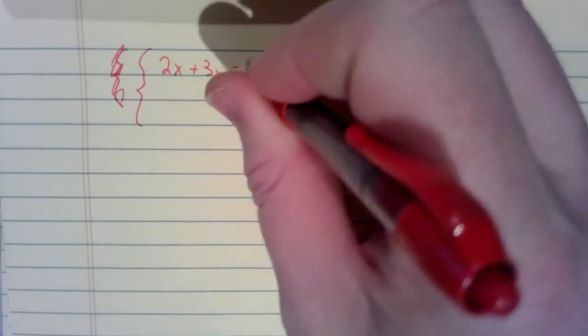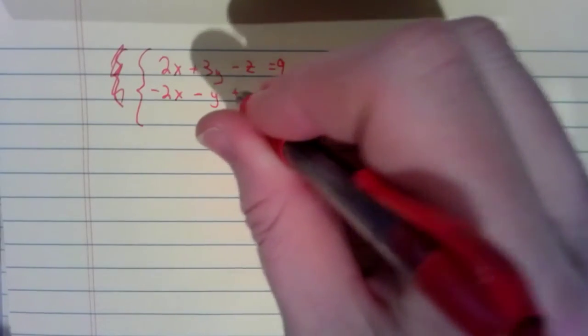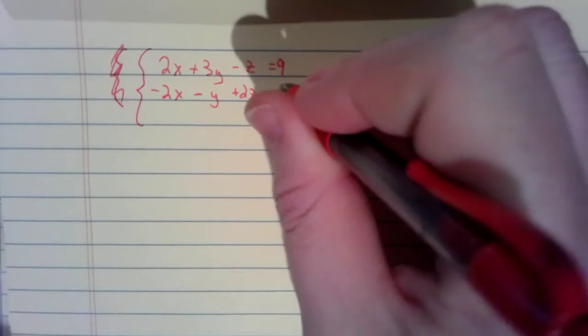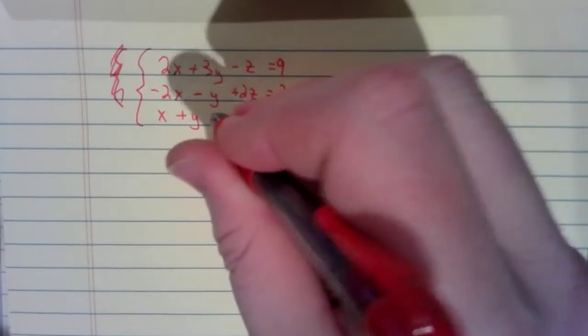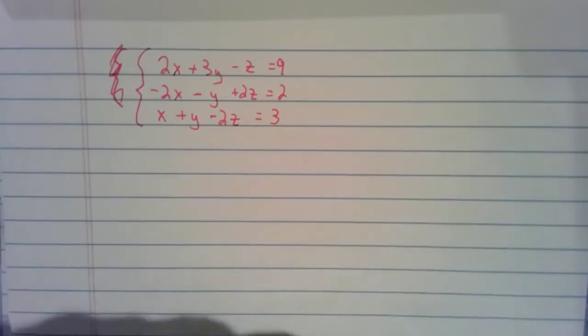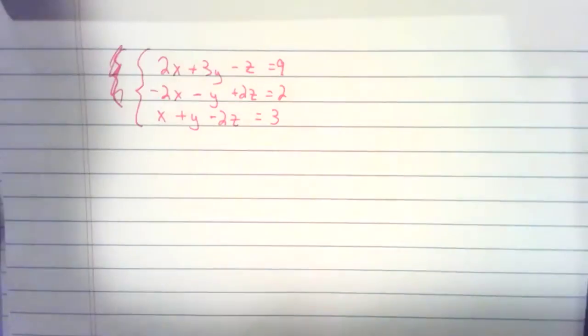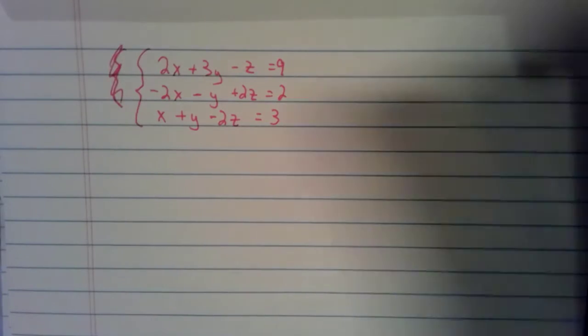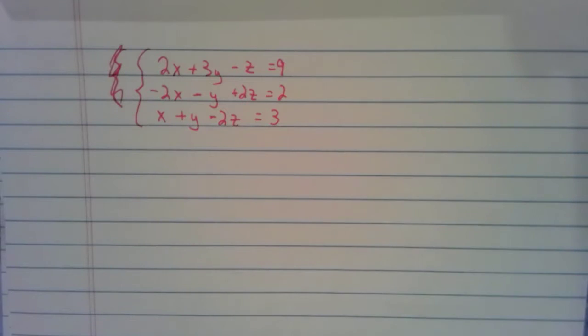So I've got 2x plus 3y minus z equals 9. I've got negative 2x minus y plus 2z equals 2. And I've got here x plus y minus 2z equals 3. Now this is completely arbitrary. It's up to you how you want to solve these, substitution or elimination. You know me, I'm a substitution guy, so I'm always going to go substitution given the choice.